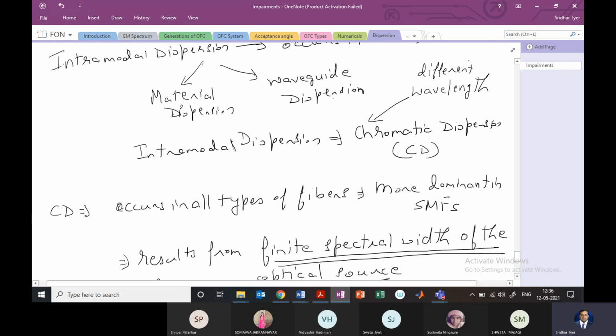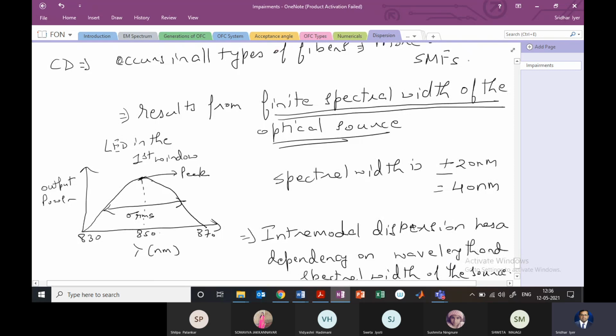So I explained to you this concept of spectral width of the source, and you can see in this graph the LED, which is supposed to operate at 850 nanometer, right? The dotted line is actually also operating at 830 and 870 nanometer. So what we have here is the source operating at different wavelengths, because of which the dispersion is going to occur. That's why it is known as the chromatic dispersion also.